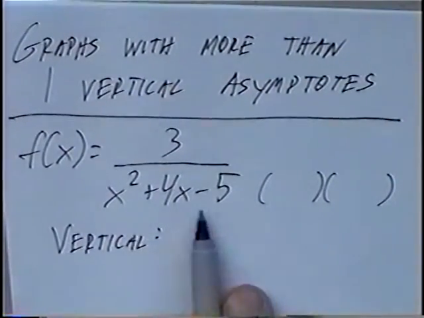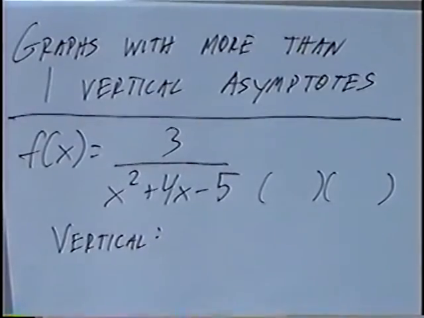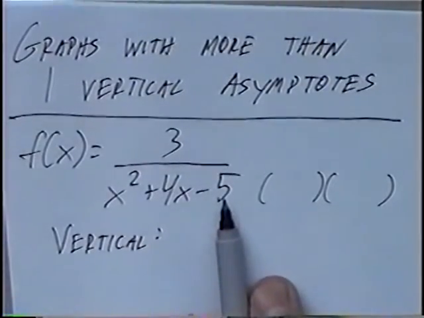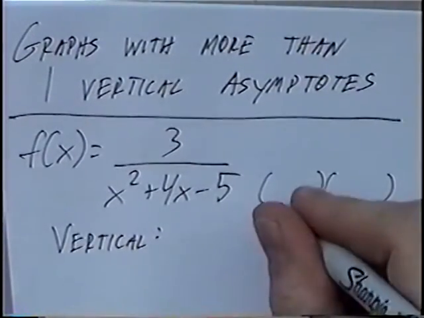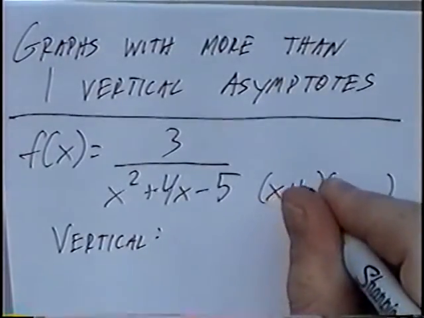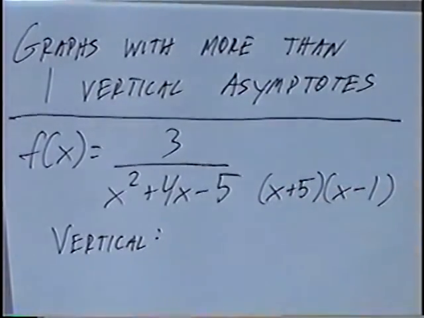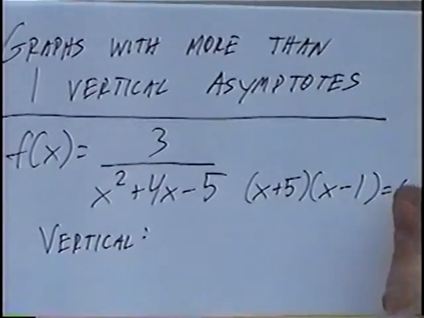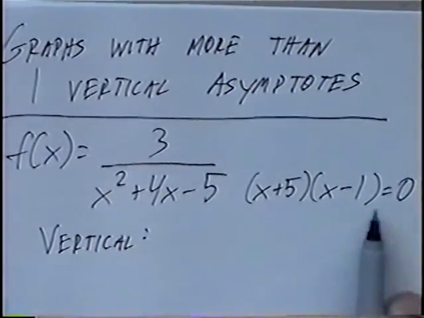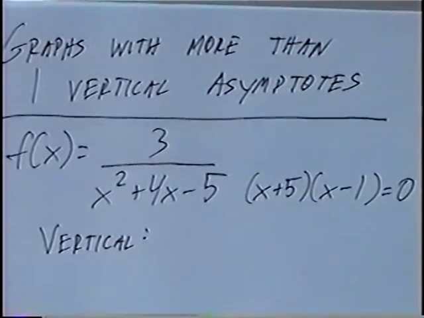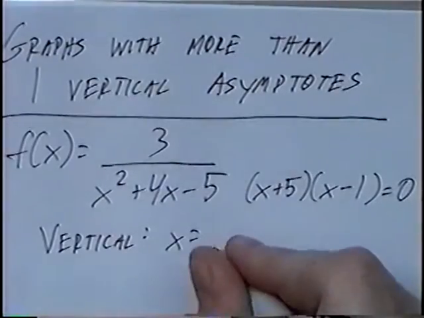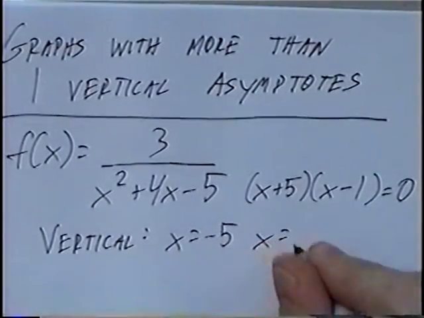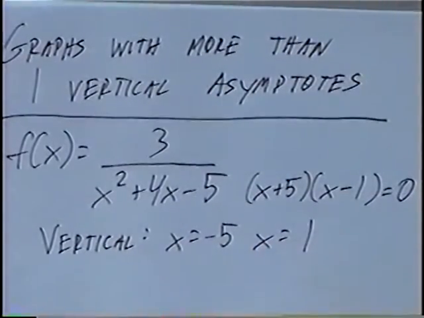Factor x squared plus 4x minus 5. Two numbers again that multiply to get -5 and add to get positive 4. That would be x plus 5 and x minus 1. And again, setting these factors equal to 0, x plus 5 equals 0, and x minus 1 equals 0. We'll get the two vertical asymptotes, x equals -5, and also x equals positive 1.